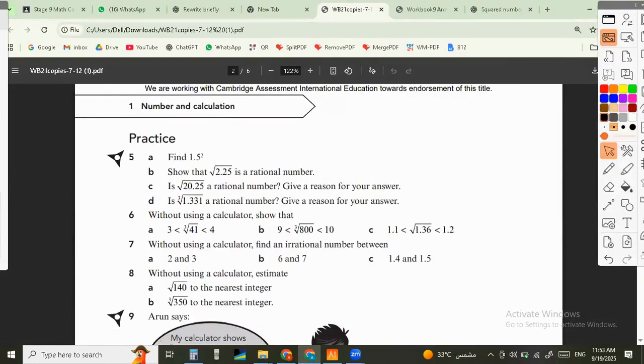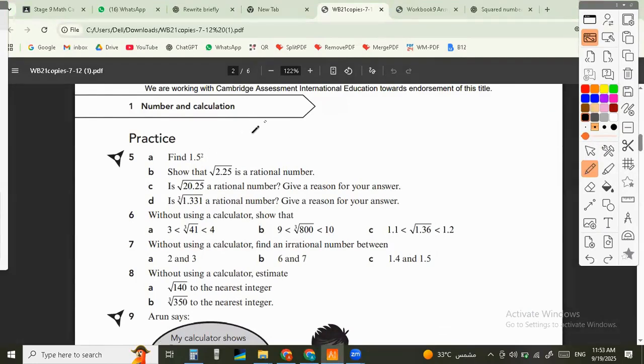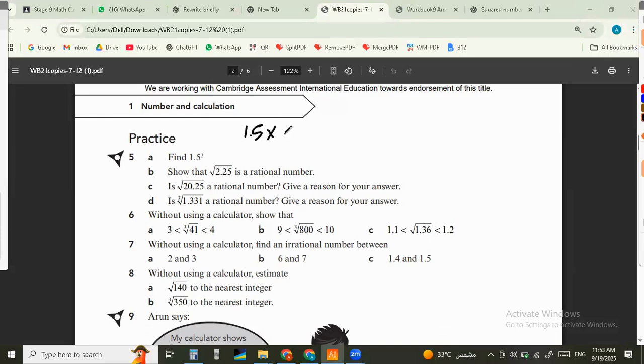Find 1.5 squared. If you do 15 times 15, 1.5 is 1 times 1.5. We agreed before, if you want to multiply decimals, ignore the decimal point. So 15 times 15 is 225. But I have two decimal places, here is one, here is another. So I want two decimal places, 2.25. So 1.5 squared is equal to 2.25. All right, good.